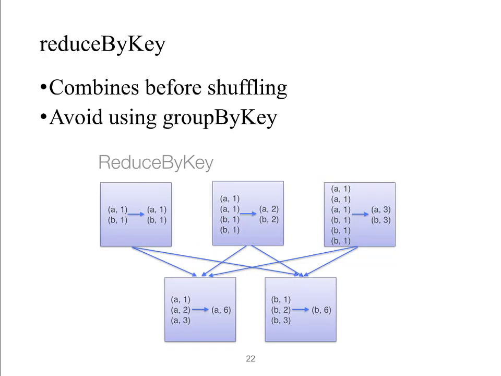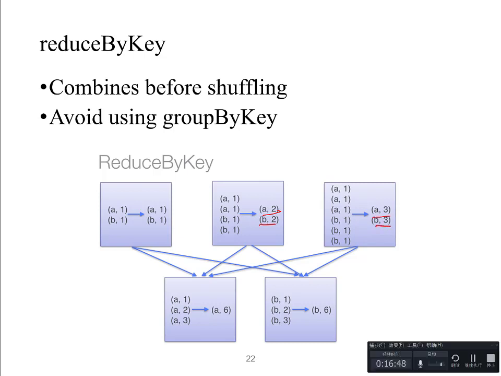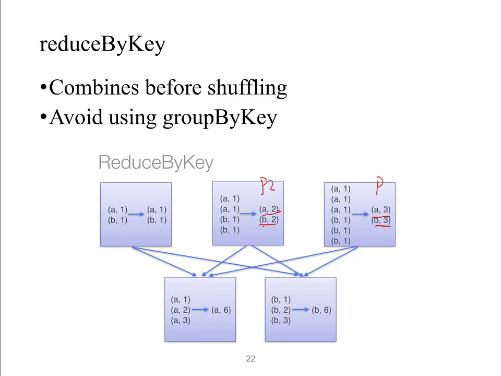So if we look at reduce by key, it actually combines before shuffling, as you can see here and here. In this case, it only needs to transfer 2 records for partition 2 and 2 records for partition 3. Right.